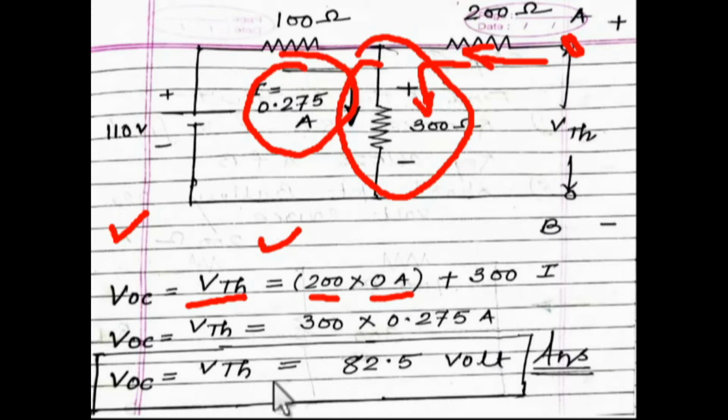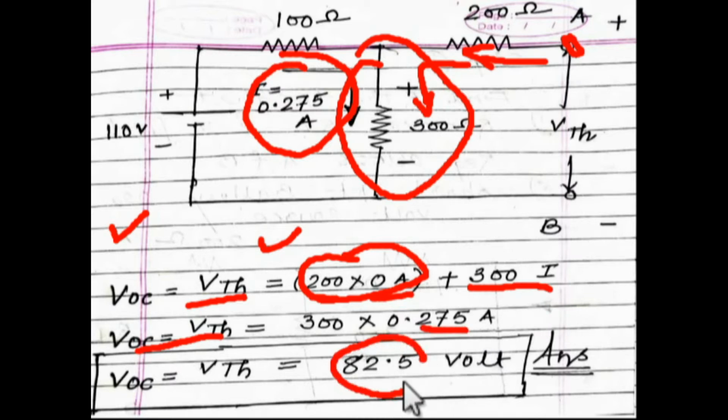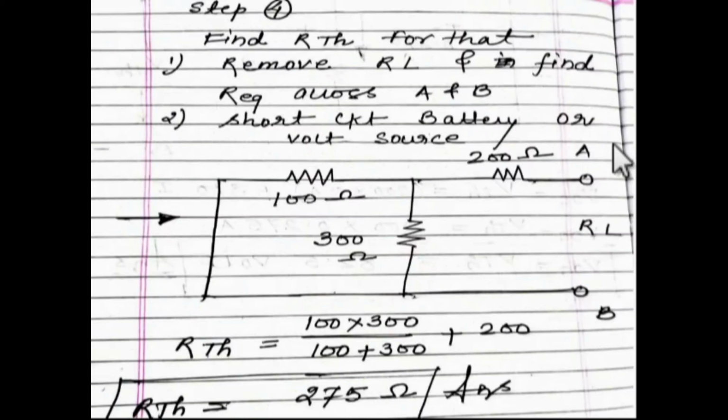Okay, so you can write down VOC or VTH equal to, this becomes 0, so no need to write this. Because this is already 0, the product of 300 into 0.275 becomes 82.5 volt. So this will be your answer number 1. This is called Thevenin's voltage or open circuit terminal voltage across these two terminals, 82.5 volt. Okay, so let's move to the next slide.